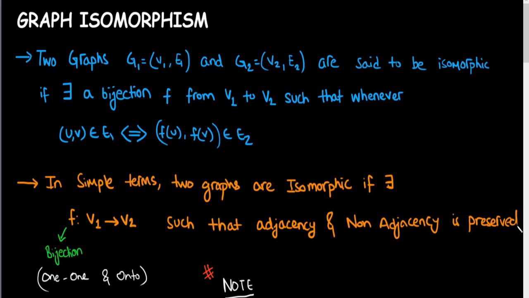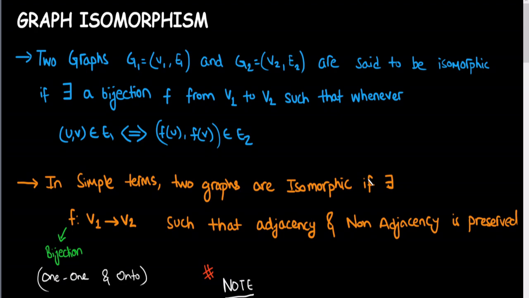So yeah, let's start. Two graphs G1 = (V1, E1) and G2 = (V2, E2) are said to be isomorphic if there exists a bijection f from V1 to V2 such that (u, v) belongs to E1 if and only if (f(u), f(v)) belongs to E2. Notice that this is an if and only if condition, hence it is shown by the double implication sign. So that's the basic definition of graph isomorphism.